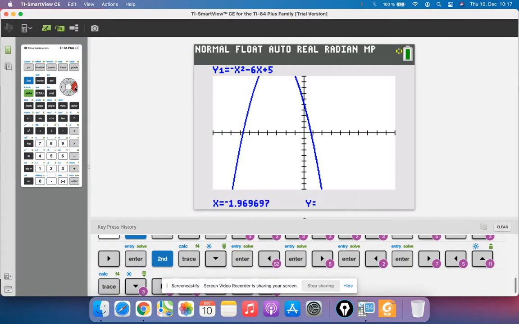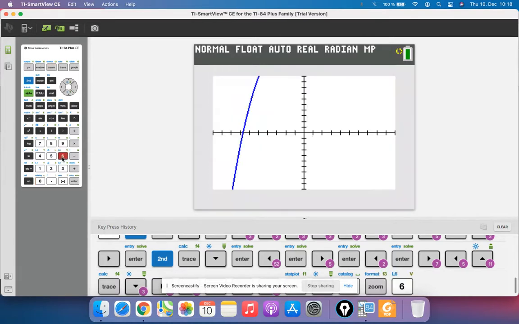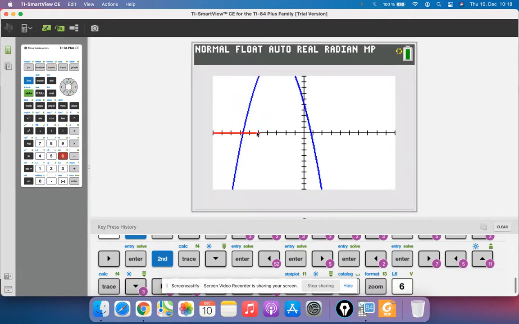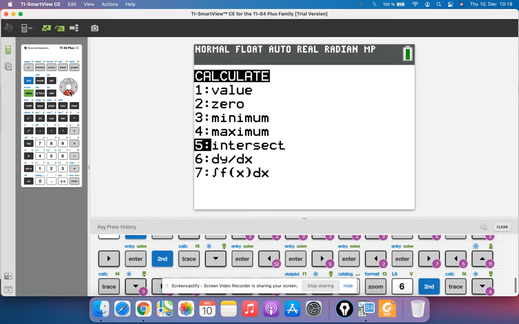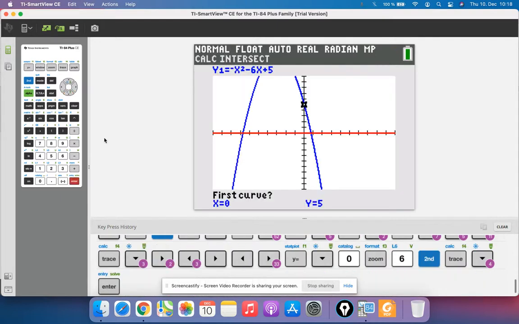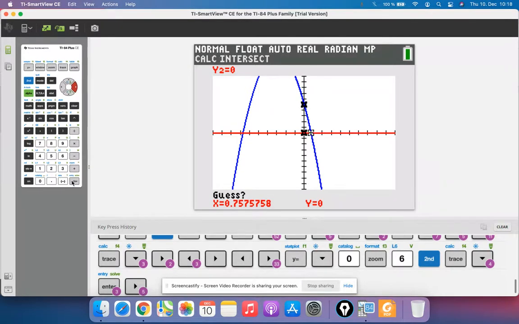There is another way. We could actually graph the function y equals 0, and now go back to the graph. And now it's going to graph a horizontal line right through the x-axis. Now we could use second calc intersect, which is a little bit easier. First curve, we just click enter on the first function we typed in. Second curve, see how it jumped to the red line. We hit enter again, and now guess, we just go to the intersection point, and it will tell us the same one we had before.